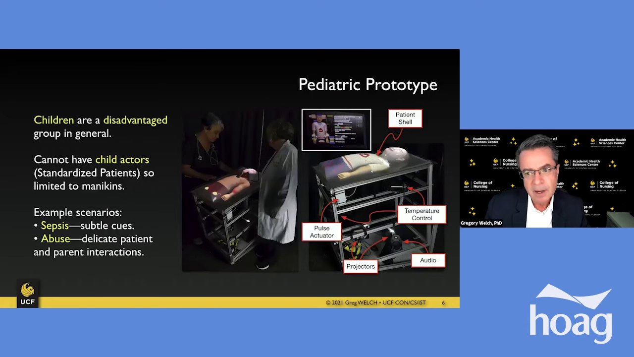So we've also taken this in different directions, but one of them is we've built a pediatric version, a pediatric prototype, which also has the temperature control, the pulse, and all these other wonderful things. And we've done a variety of experiments using this. It's of course important because, as I say here on the slide, it's hard to simulate children. I mean, we can have pediatric robots, but we can't really have pediatric standardized patients because we can't have kids. It's not allowed.